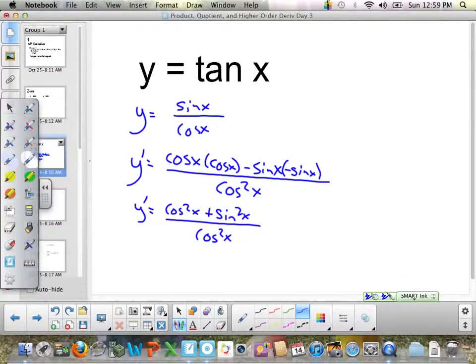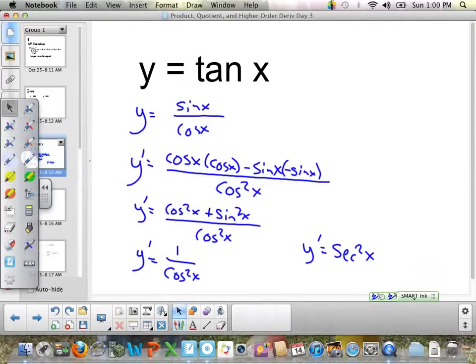And we can simplify a little bit further. Cosine squared plus sine squared is the Pythagorean identity. That simplifies to 1. So we get y prime equals 1 over cosine squared x. And that is secant squared x. So the derivative of tangent is secant squared x.